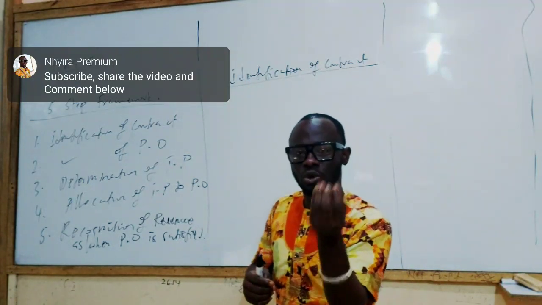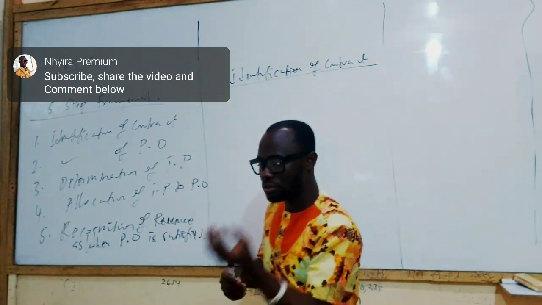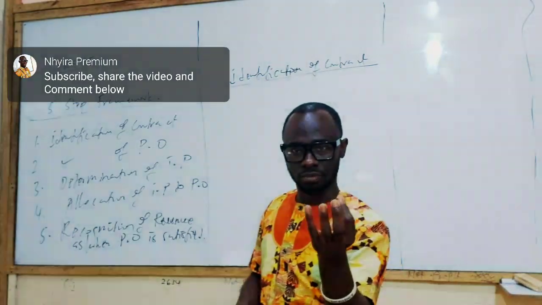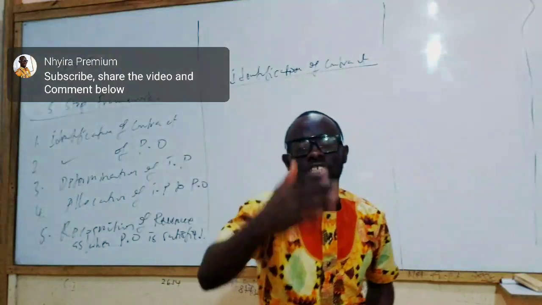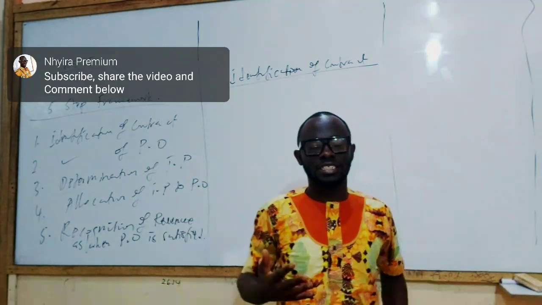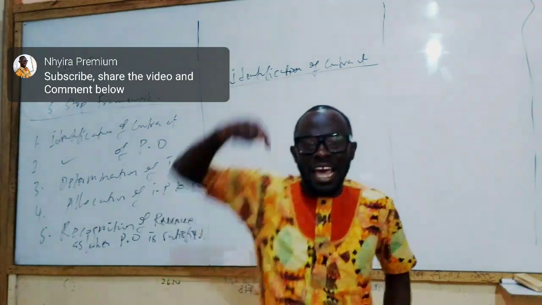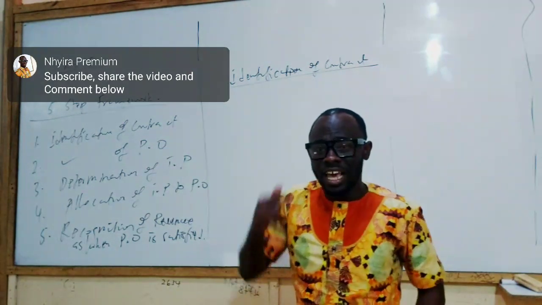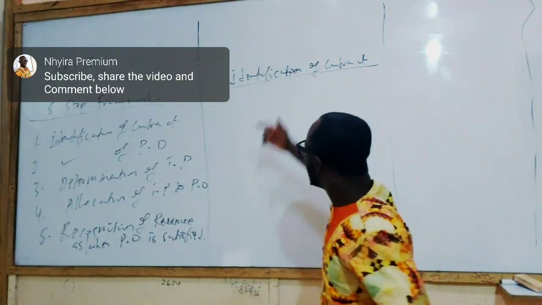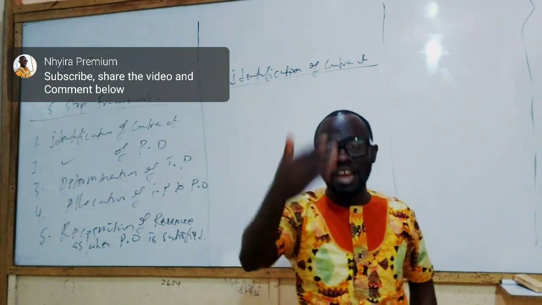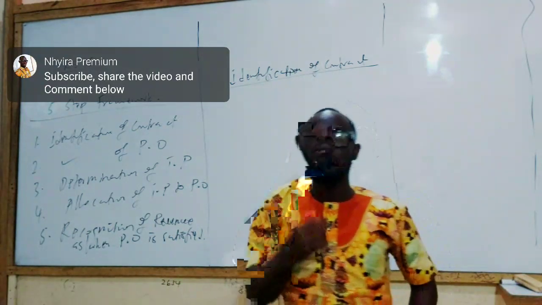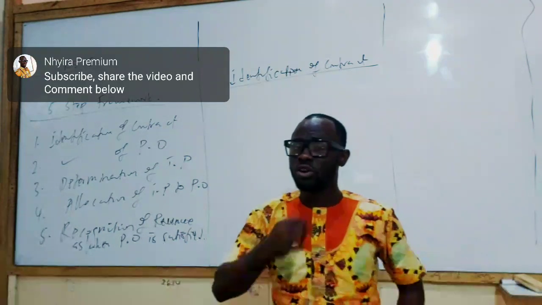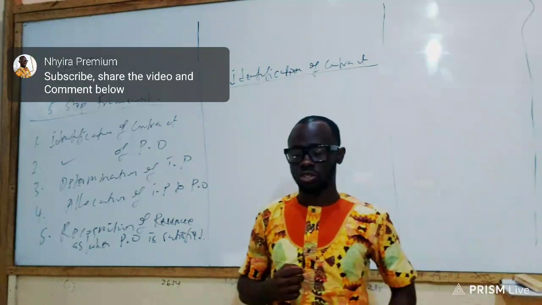That becomes what? The $5,000 becomes the commercial substance. But if you come and say, Nhyira, please help me to pass the exams, I don't have anything to pay, then in the first place, there is no revenue to be what? Recognized. In the first place, it means that there is no contract to be identified because I'm not going to get anything from this deal. I'm not going to get anything from this contract.